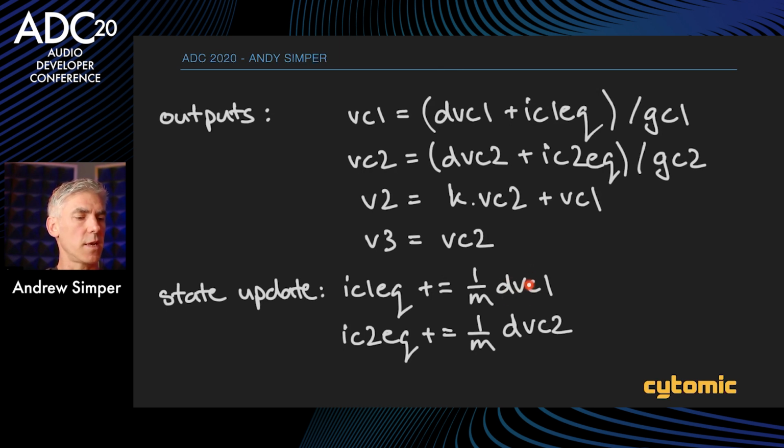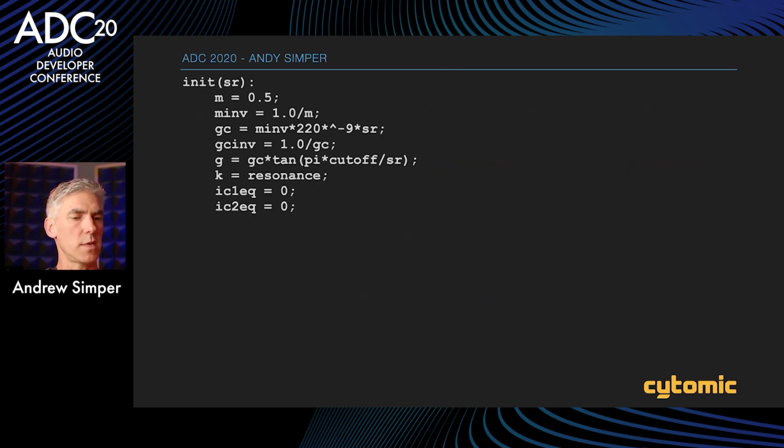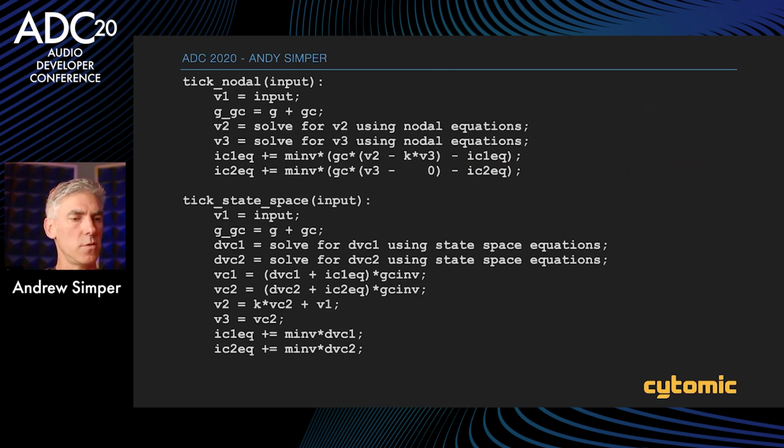So we've already calculated that current over the capacitor, which we're going to add on. So that's quite nice. And here it is in practice. So this is the nodal. And you can see really the only difference is the equations here that we solve for, and then the way that the state is updated.